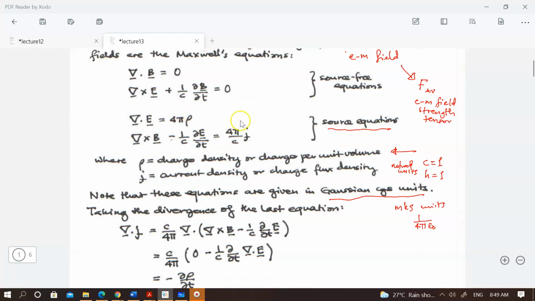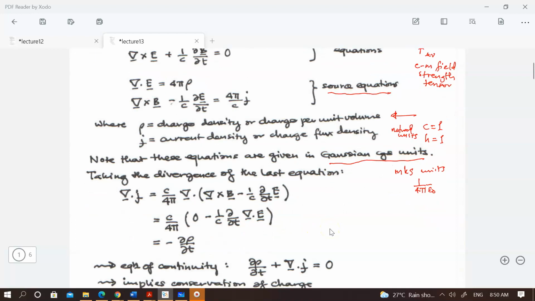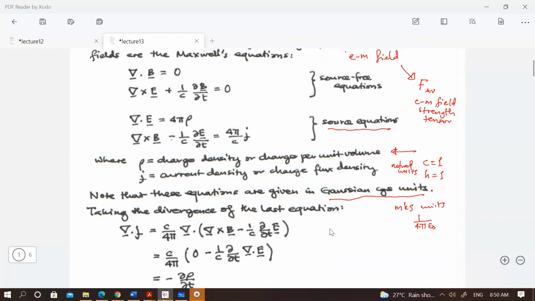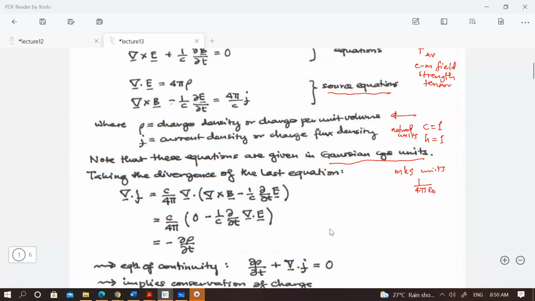Right. What we'll do next is the following. We have another important equation that we need to derive from this Maxwell equation, which is what we call the equation of continuity.